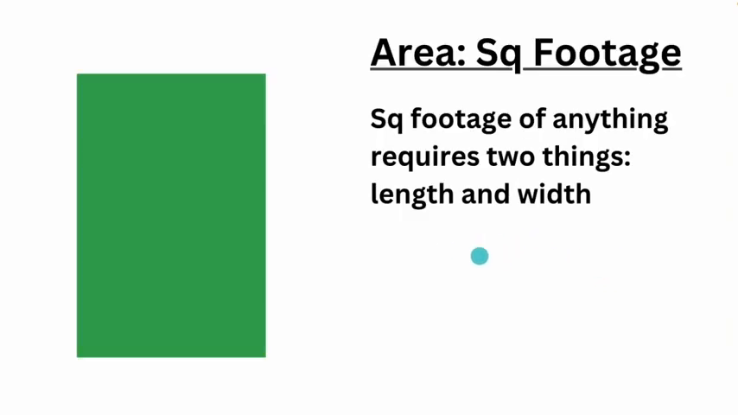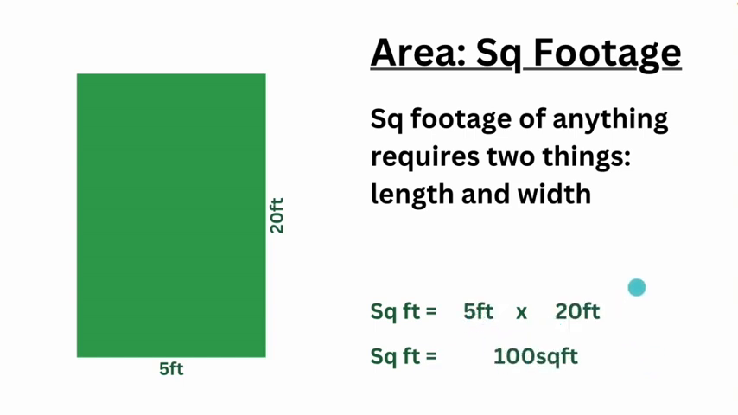To get square footage of anything, you need a length and you need a width. In the problem, it will always give you both. To find square footage, it's just length times width. This is easy. If you are treating a lawn that is 5 feet by 20 feet, how many square feet do you treat? You just do 5 feet times 20 feet, which is 100 square feet, okay?